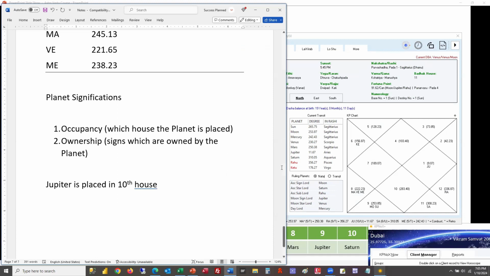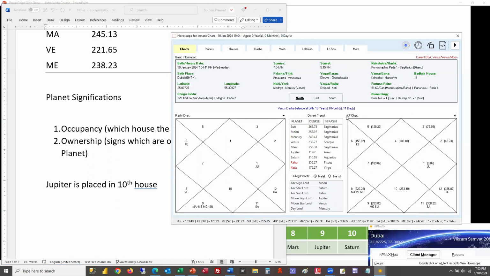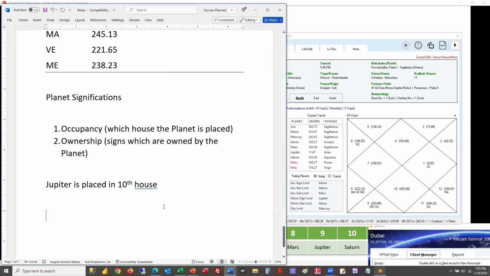Now, which are the houses that are owned by Jupiter? I'm using the word houses, which means you have to focus on KP chart. Which are the houses that are owned by Jupiter? 9th house. 9th house, okay. 6th house. Right. Why 6th house? So we'll just put it. Jupiter owns 6th and 9th houses.